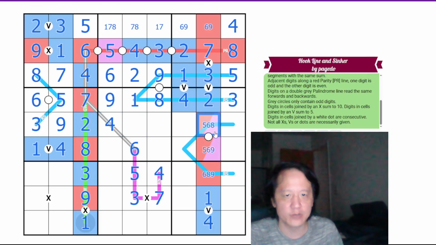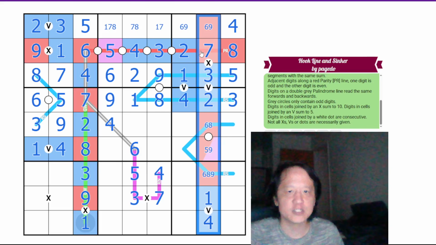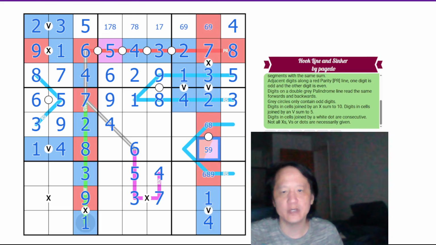No 8 here because of 8 in the row. No 6 here because of 6 in the row. So if this is consecutive, this can't be 5. It has to be 6 with 5 there or 8 with 9 there. So this is high as the digit. Where is the 5 possible then in column 8? It has to be here.